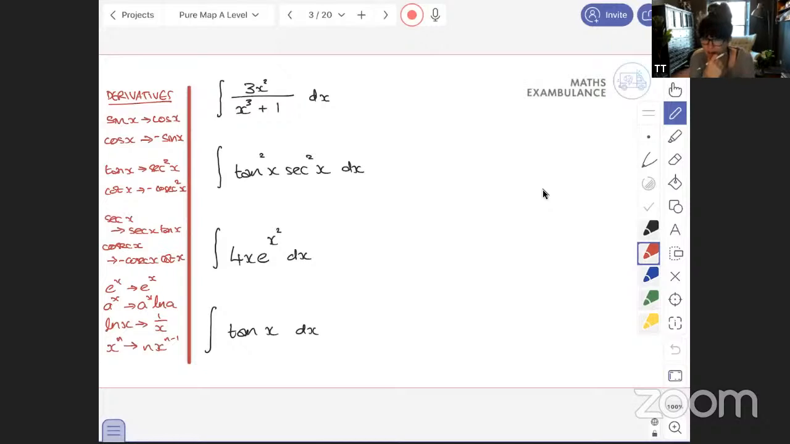Yeah, the top is 3x squared, sorry, not cubed. The bottom is x cubed plus 1, and the top is 3x squared. Okay, that was a minute. Please remember that what you should be doing is thinking in this direction. So you should be thinking what got differentiated.